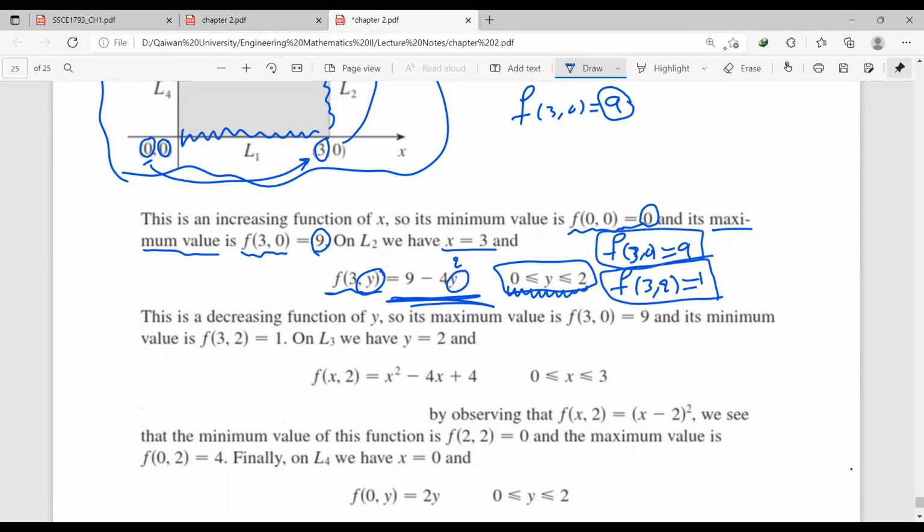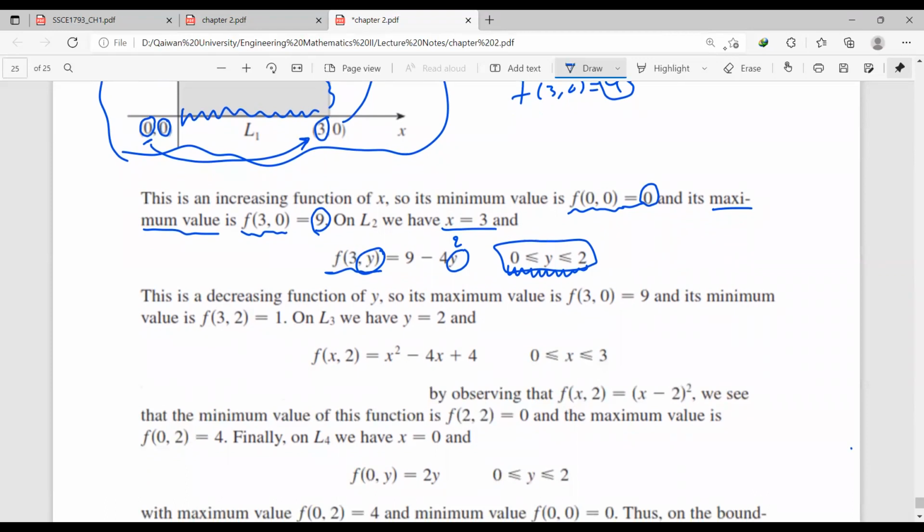So here we say the maximum is 9 and the minimum is 1. That's it. So here the function has maximum at 3 and 0, and also it has minimum at 3 and 2. F of 3 and 0 is 9, which is the maximum value. And the minimum value is at 3 and 2, which is 1.